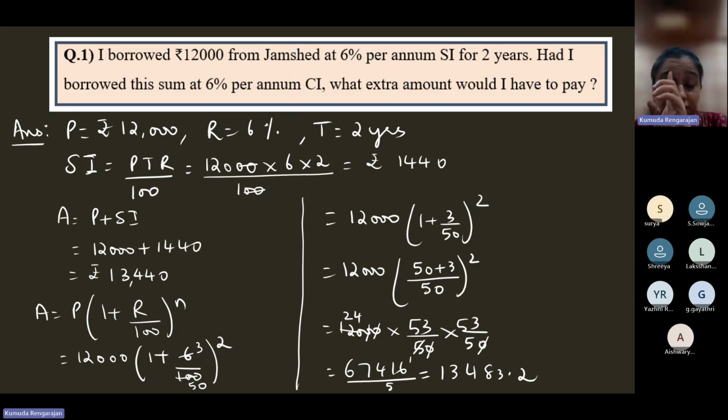Read the question and please write the values against P, R, and T. T in simple interest is N in compound interest. N is the number of years, which is the value of T, 2 years. So find the simple interest and then find the amount. When you use the compound interest formula, A is equal to P into 1 plus R by 100 to the power N, you get the amount directly. The difference in the two amounts is the difference in money to be paid, the extra amount to be paid.